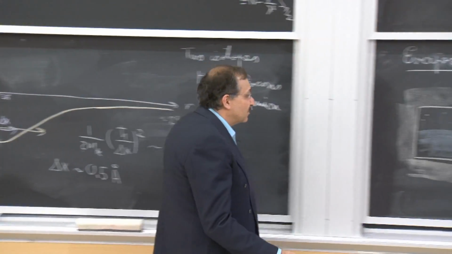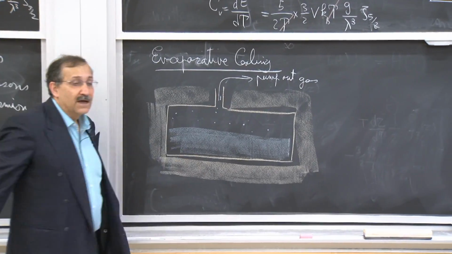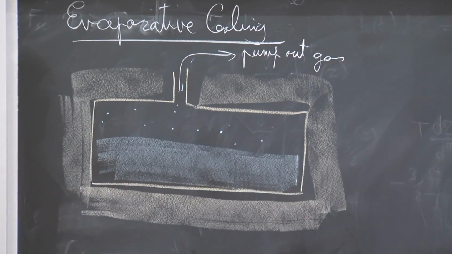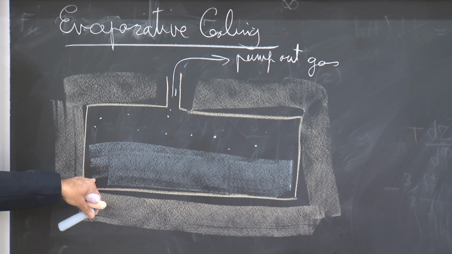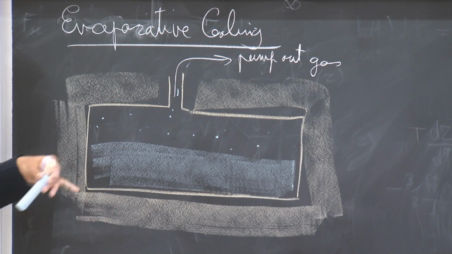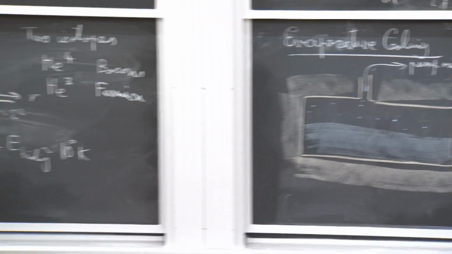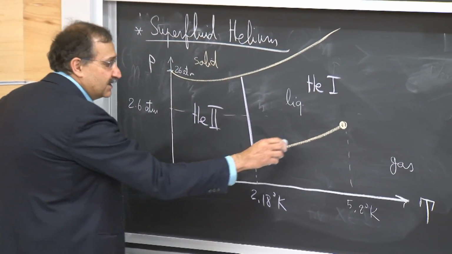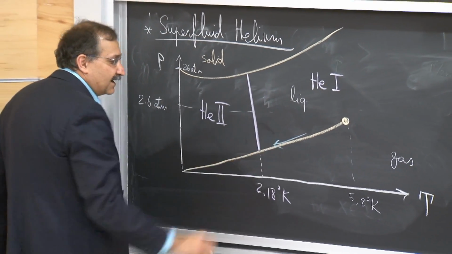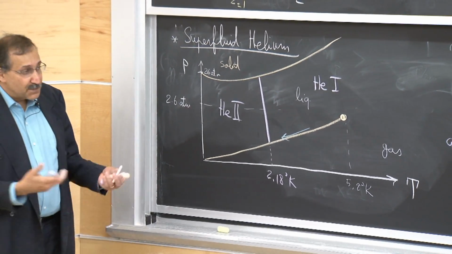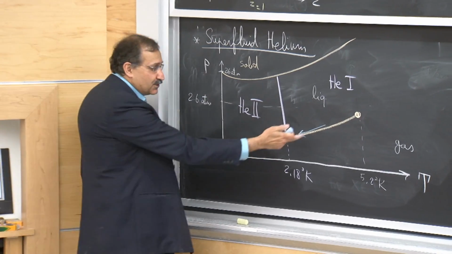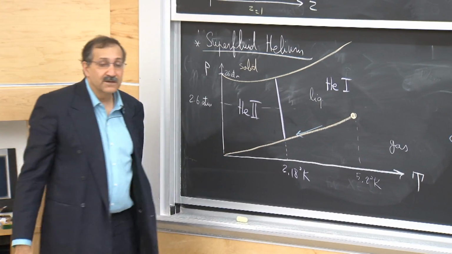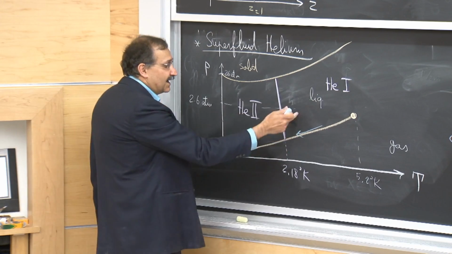Okay? So for each atom that you pump out, you have reduced the total energy that you have in the liquid, and the liquid cools down. And what is the trajectory? You always actually remain on this coexistence line. The pressure is changing, the temperature is lowering, but you're always remaining on the coexistence of the gas and liquid line.